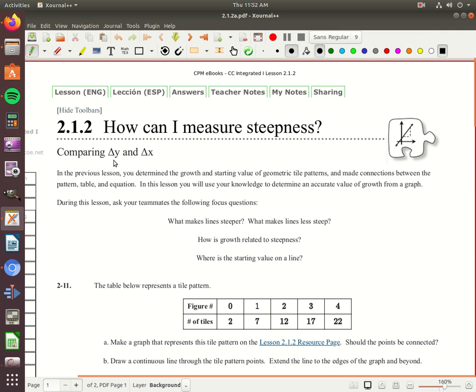How can I measure steepness? We're going to compare the change in y over the change in x. And again, don't forget, this triangle is the delta sign. I'm pretty sure that's Greek, and it means the change. So we don't really care what the numbers are.